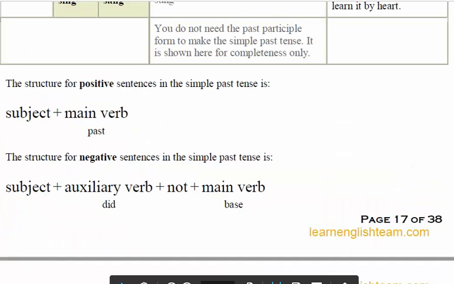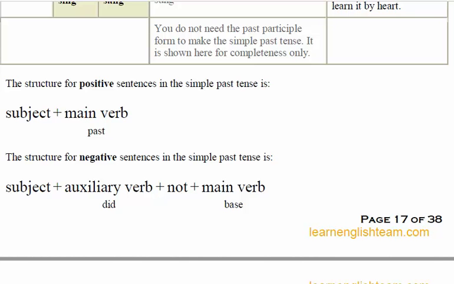And keep in mind, you do not need the past participle, or you can say the third form of the verb, to make the simple past tense. In simple past tense, you only use the second form, or you can say the past form, not the past participle. Third form is not used in the simple past tense. I repeat it: only the second form is used to make the simple past tense. You do not need the past participle or third form. It is shown here for completeness only, so that you don't have any ambiguity.